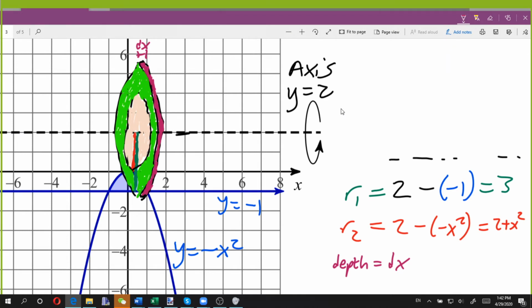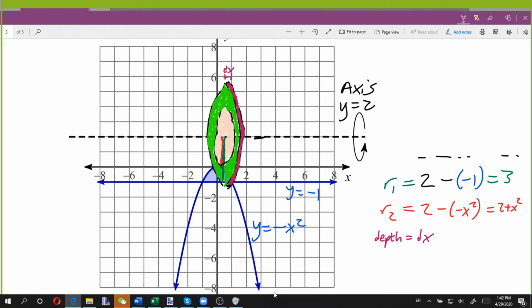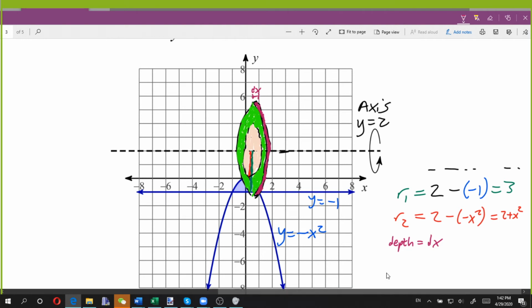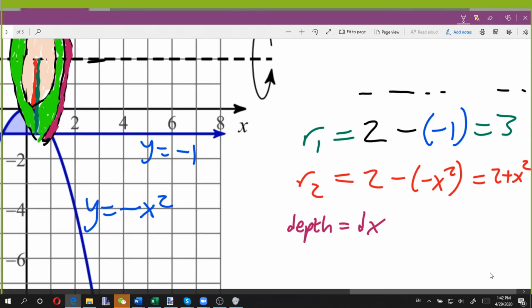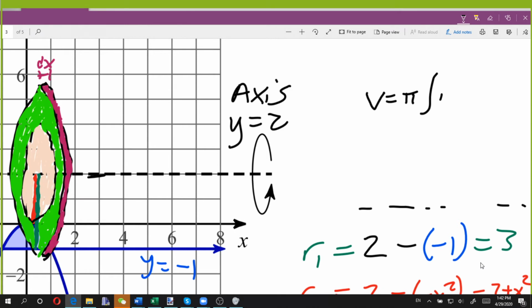Okay, so now I need our general formula for this method. My general formula for this method is this: pi times the integral of r1 squared minus r2 squared in terms of x from a to b.